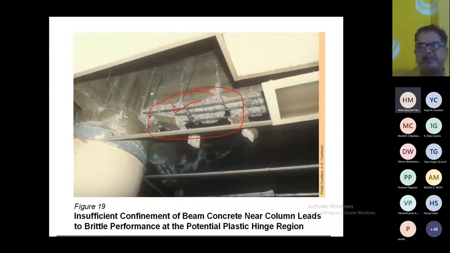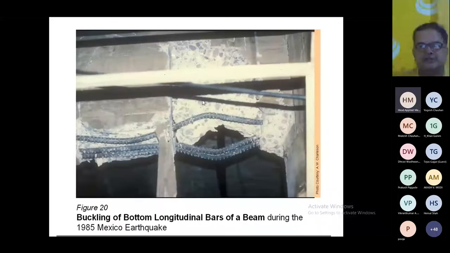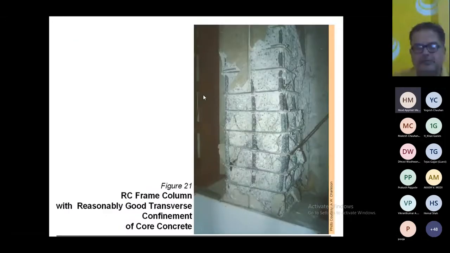We know that because of the reversal of the stresses, there will be a high shear at the support, and this failure is observed. You can see these failures because of the insufficient confinement. Here you can see closely spaced stirrups, and therefore it is a little bit intact even though. So this is reasonably good transverse reinforcement.